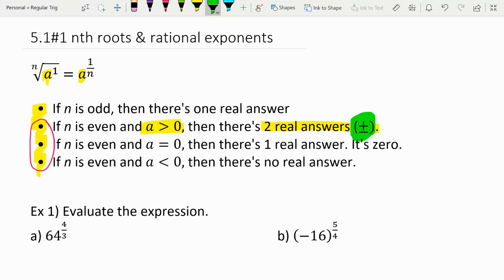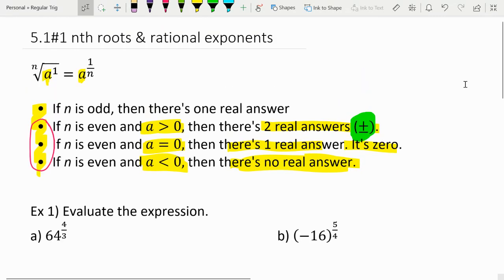Now, if a is 0, this is the easy one. There's one real answer. It's kind of stupid because the answer is going to be 0. So don't make a big deal about that one. Now, if a is less than 0, if a is negative, there's no real answer. If you try to plug it into your calculator, you're going to get a domain error or something to that effect, but you'll have to know that there's no real answer. So let's start looking at these problems.